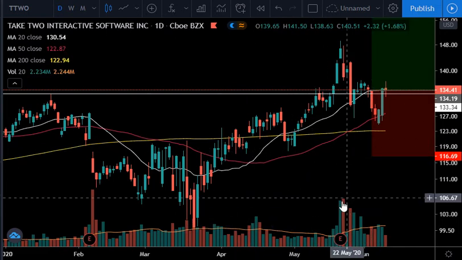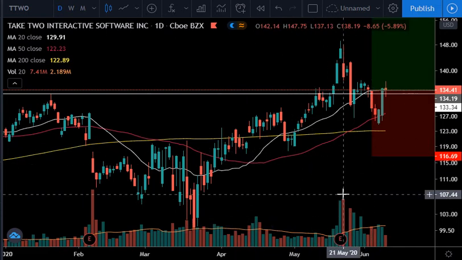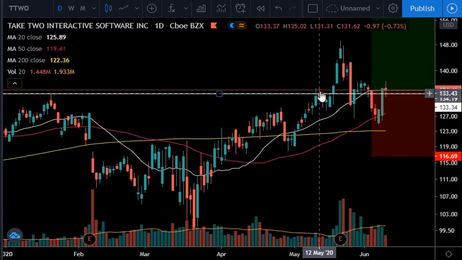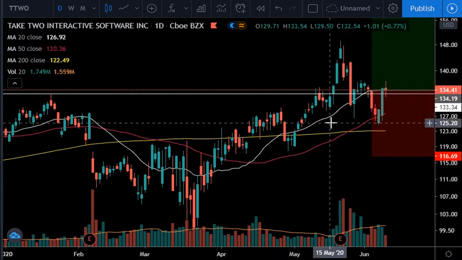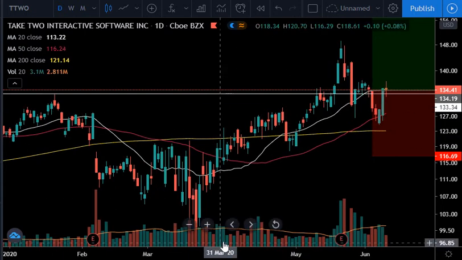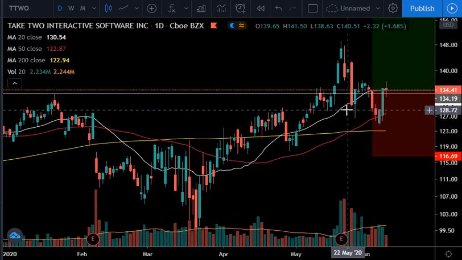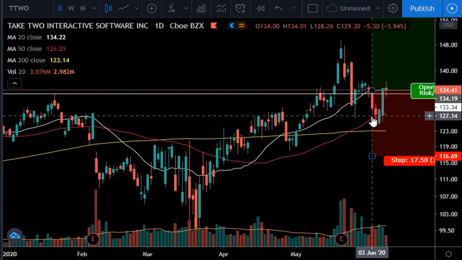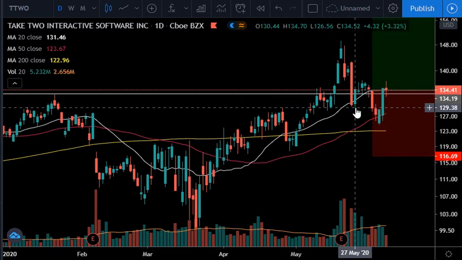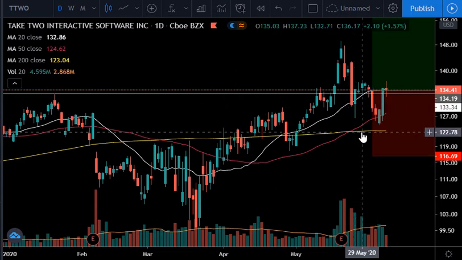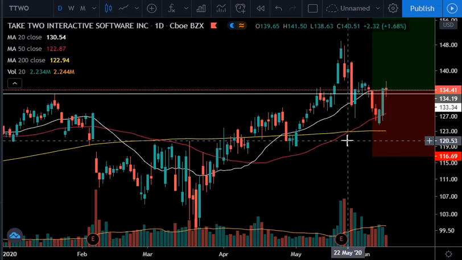pulling back nicely. If we look at it from May 21st, volume has been decreasing while price has been finding support around the moving averages. I like to use the 20-day moving average as a short-term moving average, the 50 in pink as an intermediate moving average, and a longer-term moving average, the yellow one, which is the 200 MA.